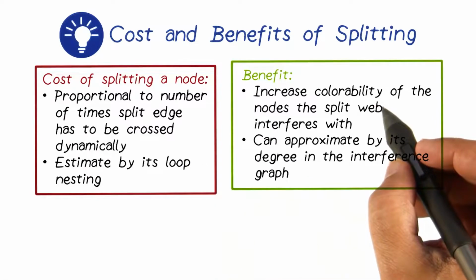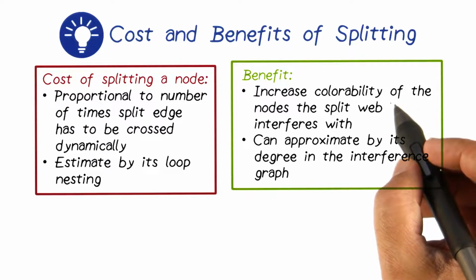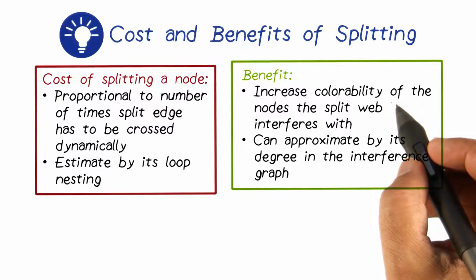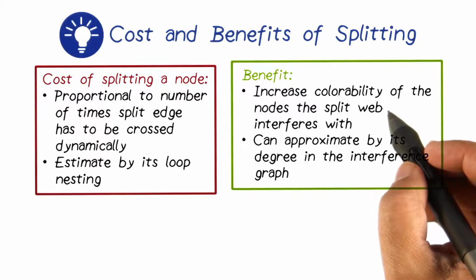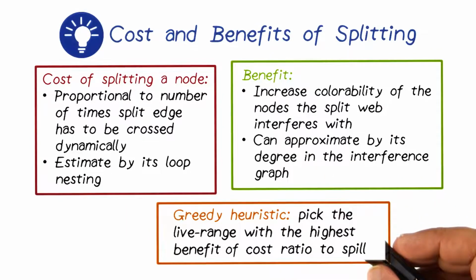What is the benefit? The benefit is the increased colorability of the nodes the split web interferes with. For example, X and Y it was interfering with, and they became colorable, and we could fit them into 2 registers. And the total cost of such load stores saved is the benefit side of this. Now using this cost and that benefit, we are going to be able to come up with a greedy heuristic and pick the live range with the highest benefit to cost ratio to be split. So if we have multiple choices of live ranges to be split at multiple program points, the decision will be based on this benefit to cost ratio.